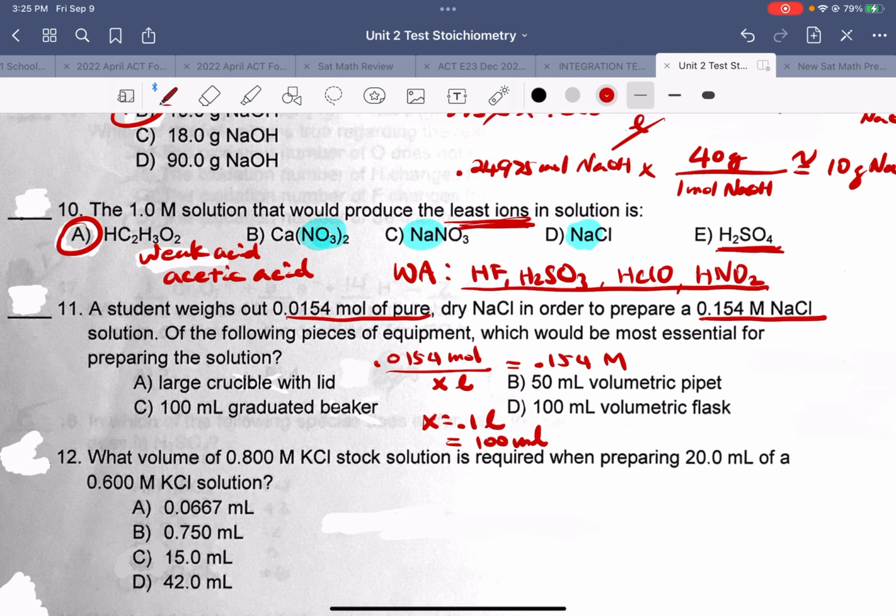Because 1 liter is 1,000 milliliter, you need 100 milliliter. So the way you need to measure is a volumetric flask. Then you can measure exactly. Volumetric flask, that's how you are going to measure that exact amount.